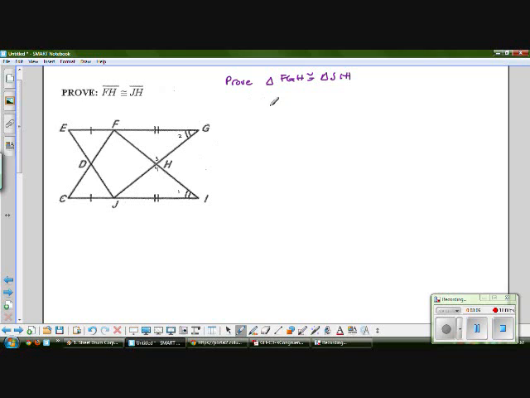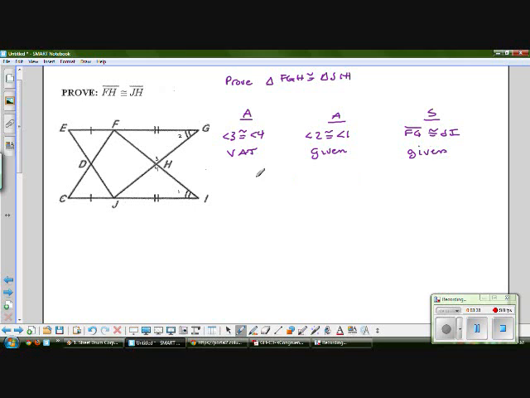Per our plan, you can definitely rewind the video if you need to. We're going to be using angle, side. The first angle, which I'll name, will be angle 3 and angle 4 by the vertical angle theorem. The second set shall be angle 2 is congruent to angle 1, and that's because it's given. And the last side length will be FG and JI, the top and the bottom, which is also given. So a lot of this is actually given.